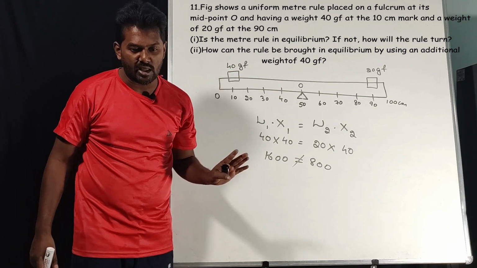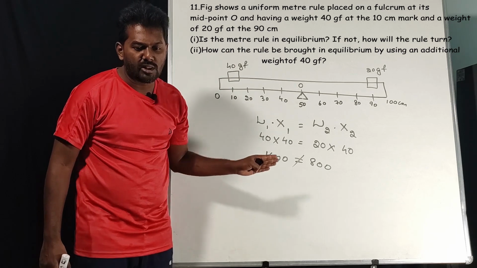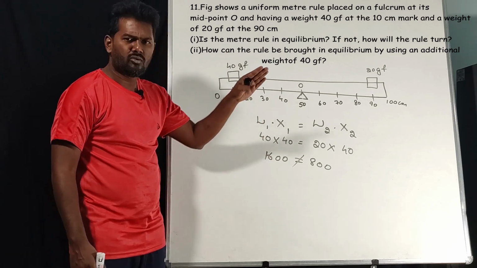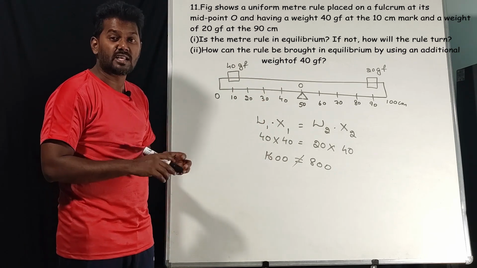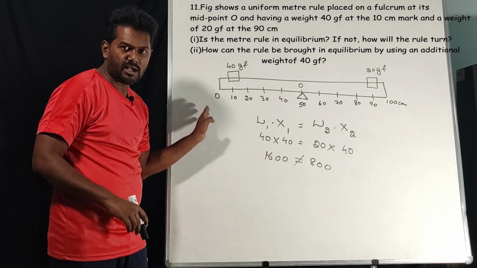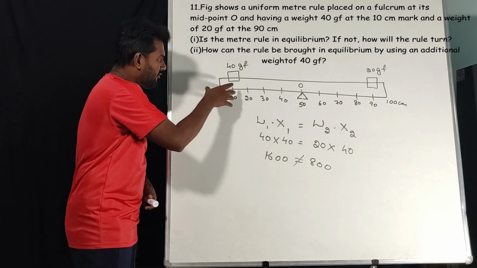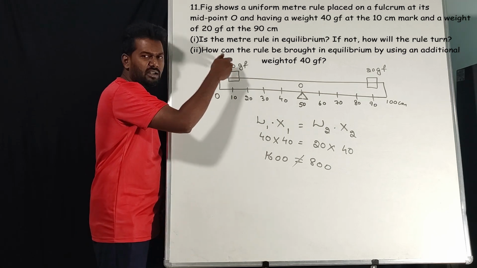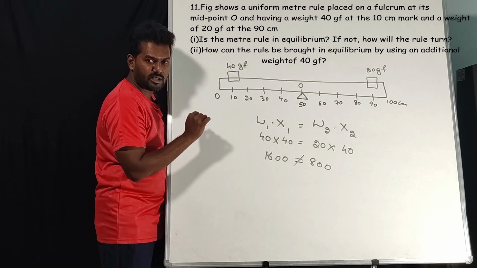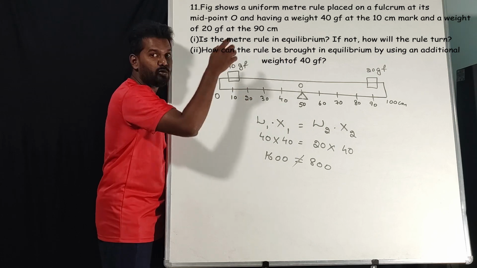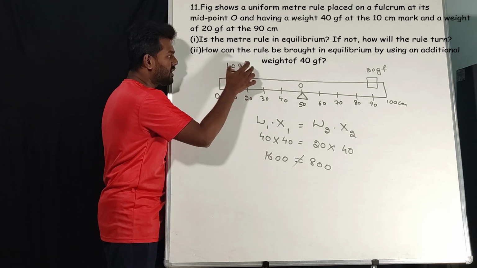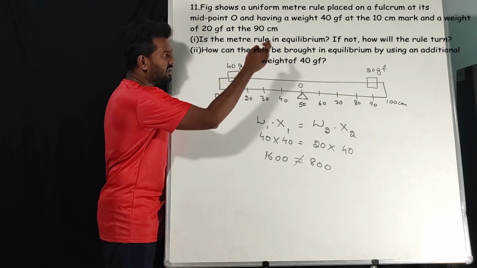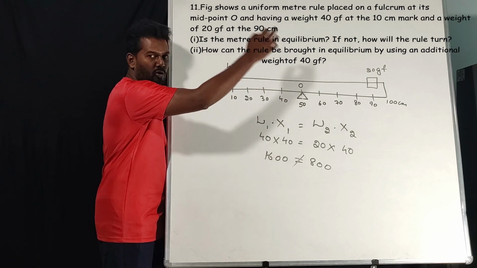Then one more sub question they are asking. If not, how will the rule turn? So how will this rule turn? Which side has the more value? This side, correct? So the left side. If this side has more value, assume, the weight on this side is more than that side, correct? You should not just see this value. This is greater than that one. That is why it is going to rotate.